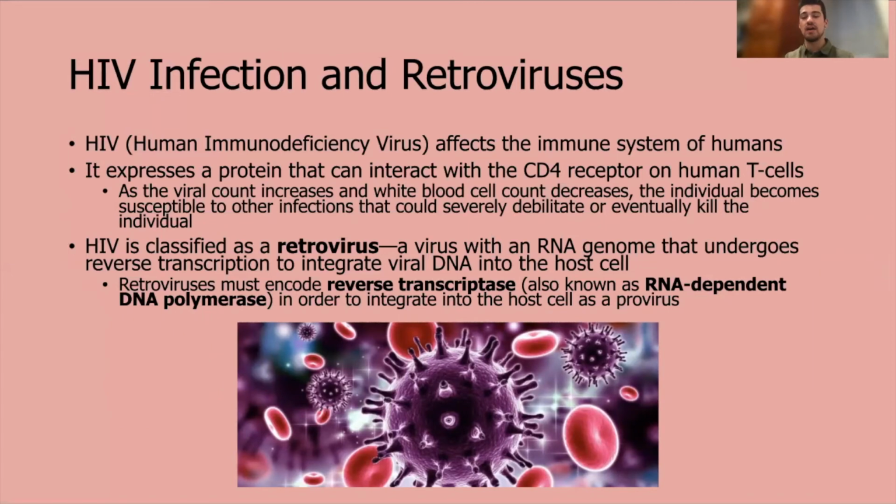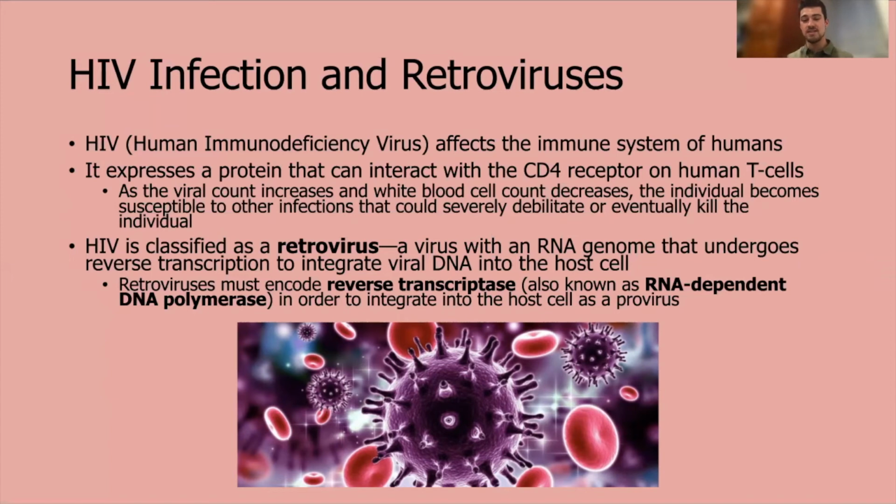So these retroviruses have come up with a way to change their RNA into DNA and then insert it into the host genome. And what they do is they encode for a protein that we call reverse transcriptase, which is also known as RNA-dependent DNA polymerase.